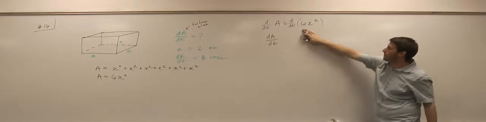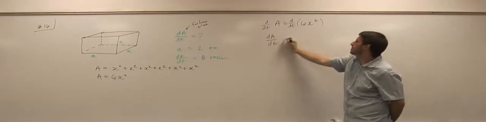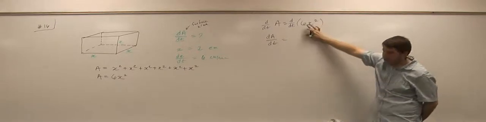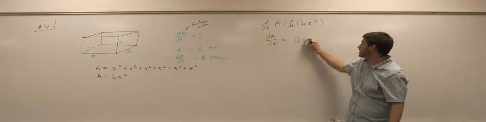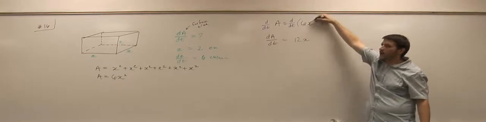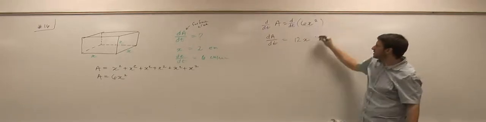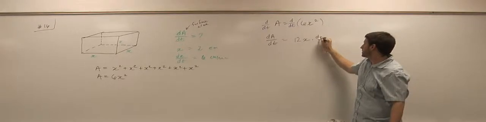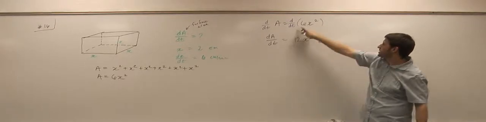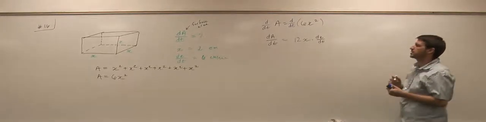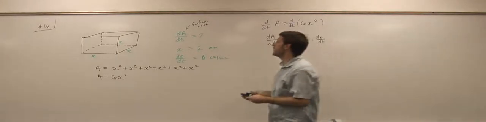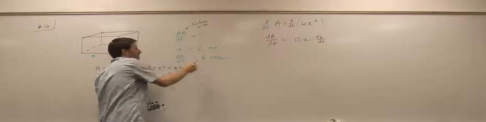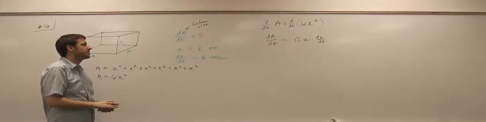What happens over here? 12x. Right, the derivative just like normal, the 2 comes down to make it 12x, but because x is a function of time, what do you have to multiply by? d over dt. Right, these don't match, so you multiply by dx dt. And now I can find what I'm looking for, because I know x is 2 and dx dt is 6.